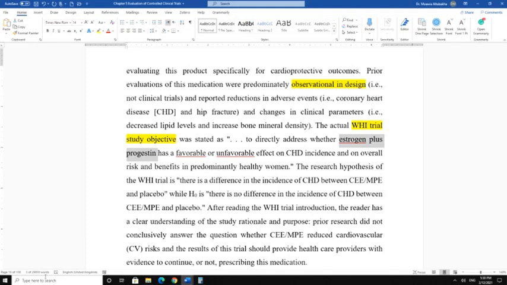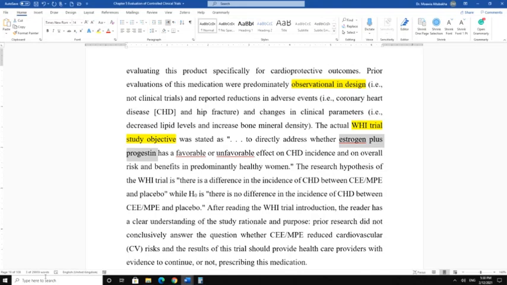اوكي طيب شو اللي بده يشوفه؟ he wants to see or they want to see whether this combination will make a difference في coronary heart disease ولا it will not make difference. okay طيب if it will not make difference so H0 no difference. يعني شو الهايبوثيسيس تاع H0؟ you should say the following: estrogen plus progesterone is not different from placebo. This is what H0 is.